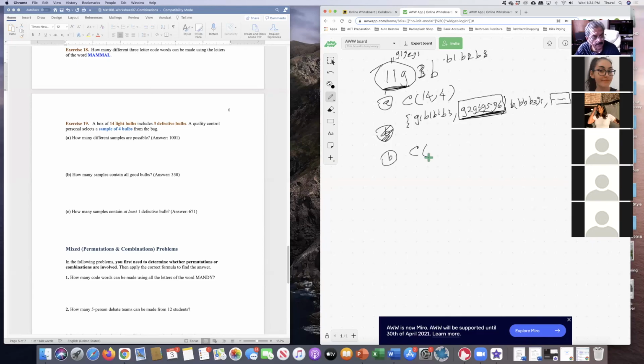Combination. So the part B answer: all of them have to be good, which means all of them have to come from the 11. So C(11,4). That's how many ways there are to get all good ones. Simplify that to get the answer.